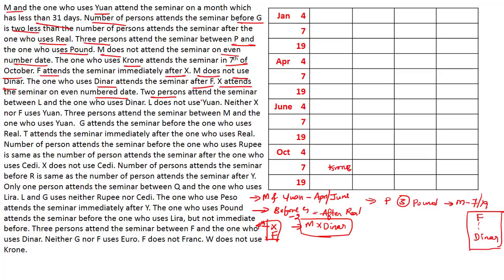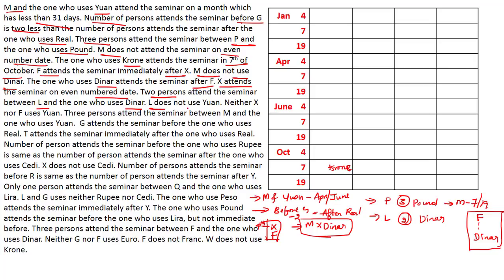The next one is: 2 persons attend the seminar between L and the one who uses dinar. So between L and the one who uses dinar, there must be a gap of how many persons? There is a gap of 2 persons. 2 persons attend the seminar between dinar and the one who is L.